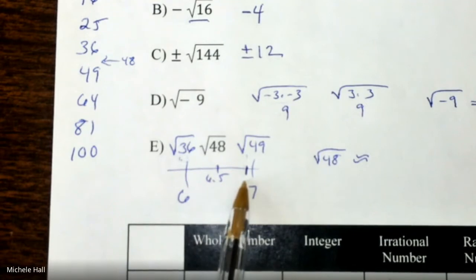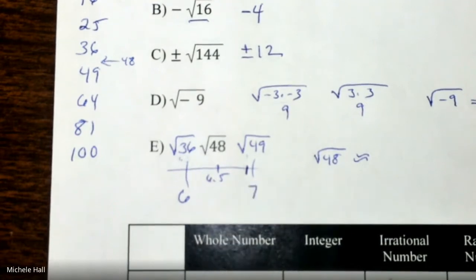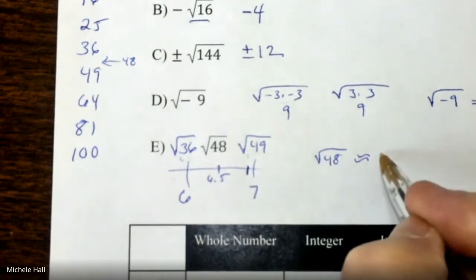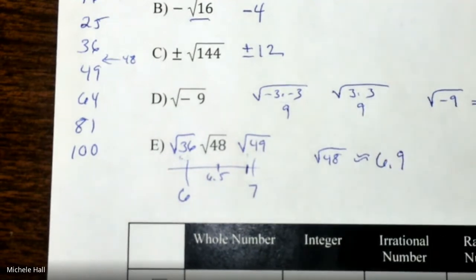It comes right before 7. What's a decimal number right before 7, Aries? Yeah, 6.9 is a pretty good guess. It's right before 7. You can be 1/10 off either way, below it or above it. So if you said 6.8, you'd be okay. If you said 7, I couldn't accept that, because 7 is just 49.